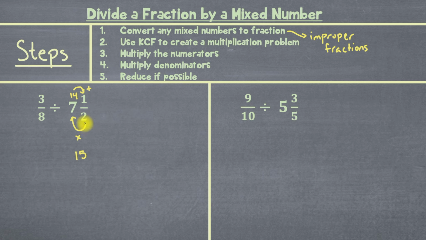And finally, we have to just keep our denominator the same. In this mixed number, our denominator is 2. So we'll just write 2 under 15. This first number is already a fraction, so we'll just bring that down. And don't forget to bring down your division symbol. Next, we've got to use our KCF chart to create a multiplication problem. So let's set that up.